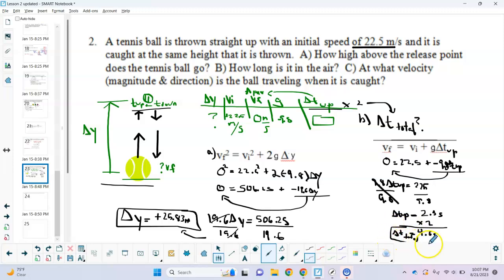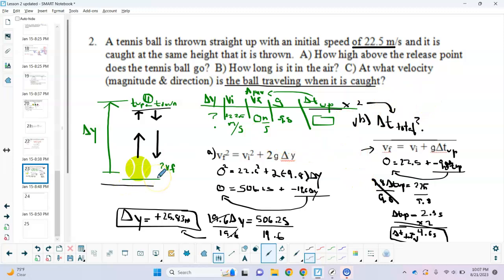So that's here. So that was part B. So we got done with part B. Part C says, at what velocity is the ball traveling when it's caught? So this you could use conceptual. You could also do this equation again with the total time. Either way, if you did it, you're going to get the same thing.